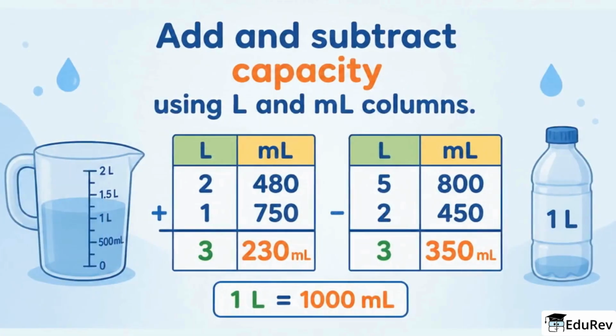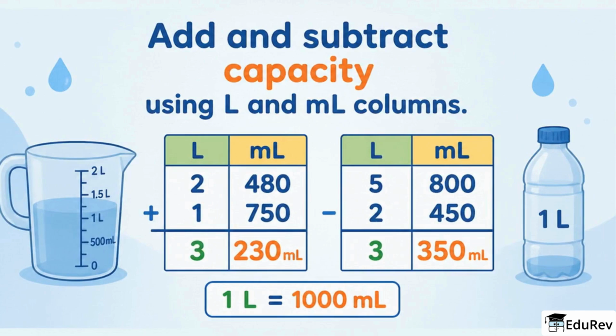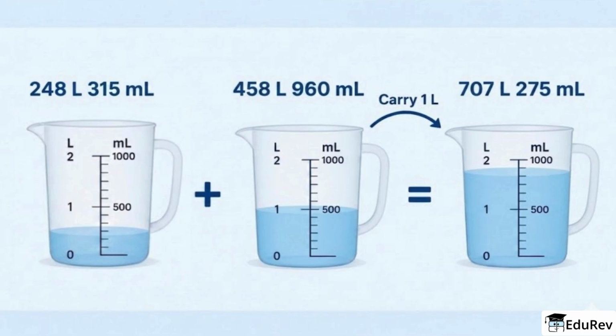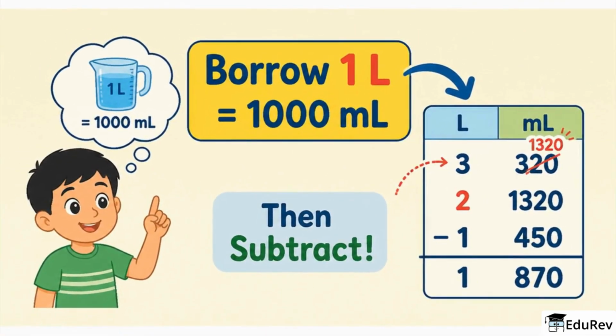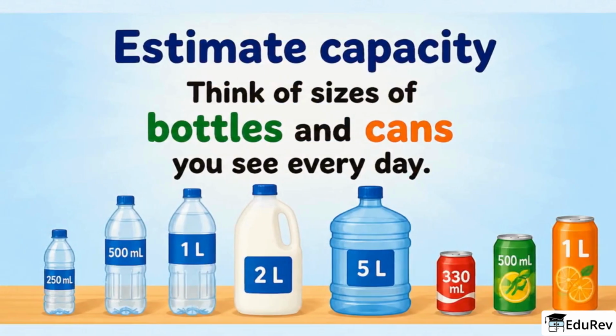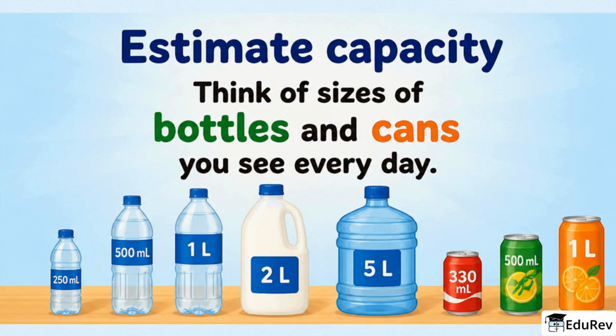Add and subtract capacity like other measures using L and ml columns. For example, 248L 315 ml plus 458L 960 ml equals 707L 275 ml after carrying 1L from 1275 ml. If you cannot subtract milliliters, borrow 1L, which is 1000 ml, and then subtract. To estimate capacity, remember common container sizes like bottles and cans you see every day.